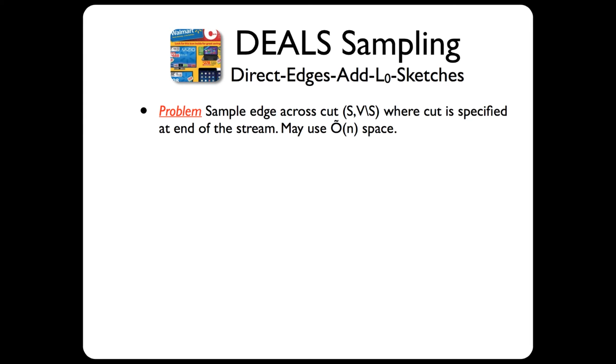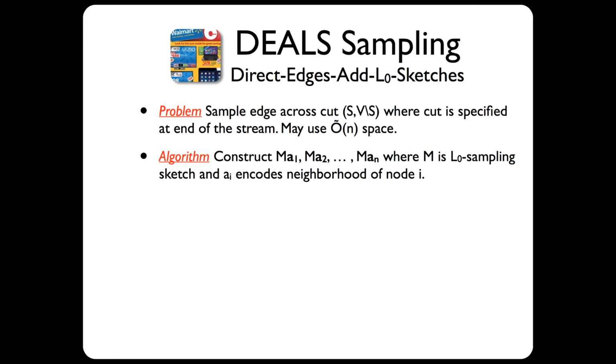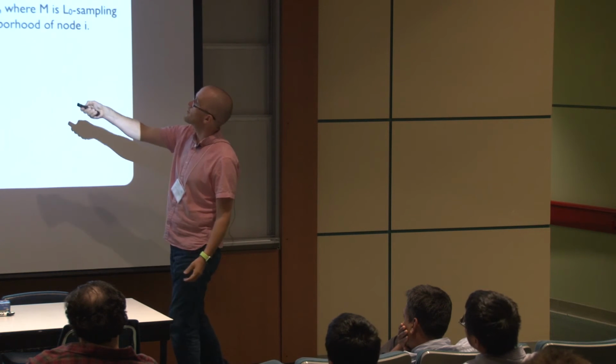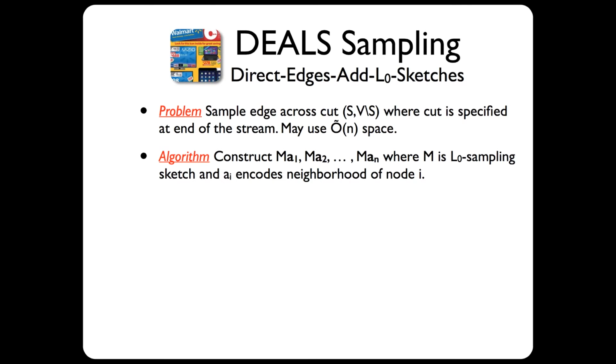Okay, so I'll tell you the solution. Again, I'll tell you the solution in enough detail that you can work out the missing parts without much hassle. So the algorithm again uses L0 sampling. Remember, L0 sampling is all about a sketch matrix. As the stream goes by, you're going to construct n projections: M times a1, M times the vector a2, M times the vector a3, up to M times the vector an, where, as I said, M is a random matrix for L0 sampling, and ai is a vector that encodes the neighborhood of node i.